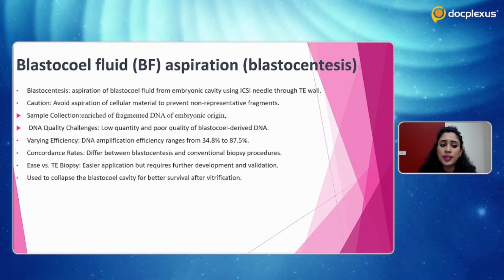Now, DNA amplification efficiency can range from anything between 34% to as high as 87%. And there could be differences in the concordance rates between blastocentesis and conventional biopsy procedures as well. So it may not be thoroughly representative. We still need further research for it. So the concordance rate may differ.